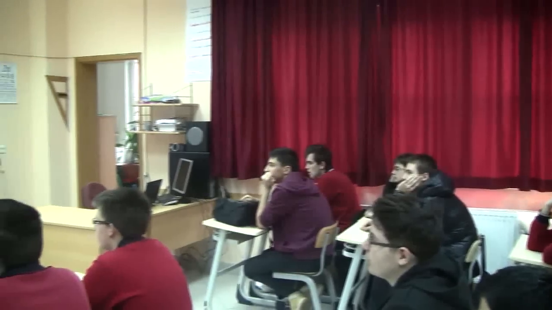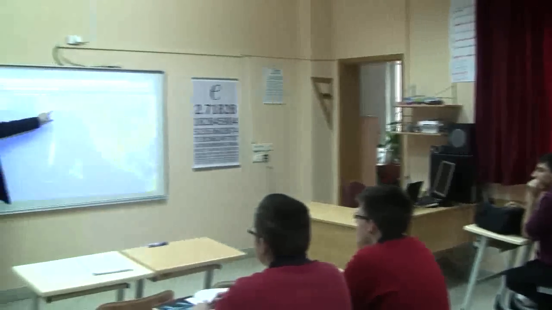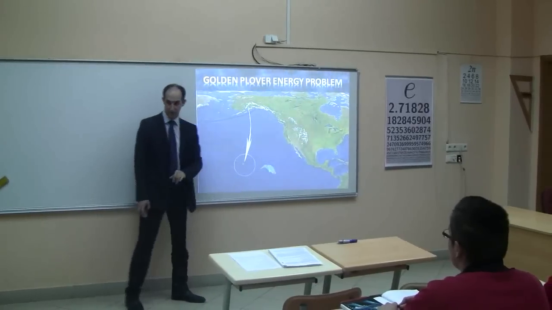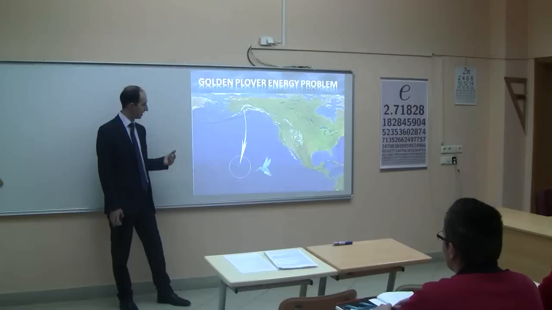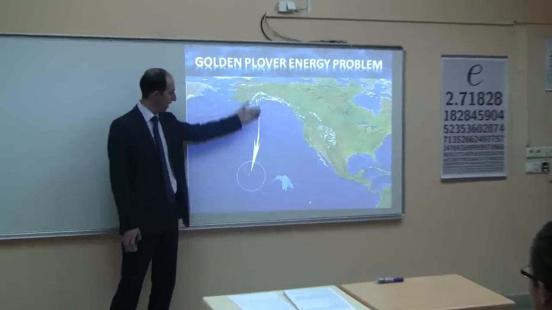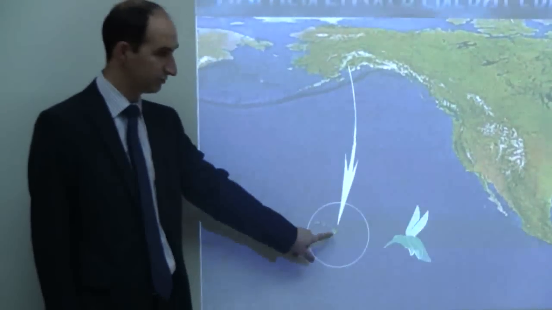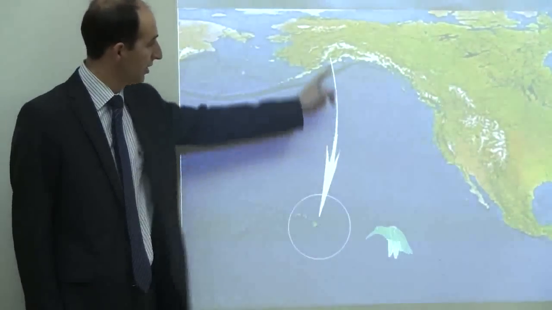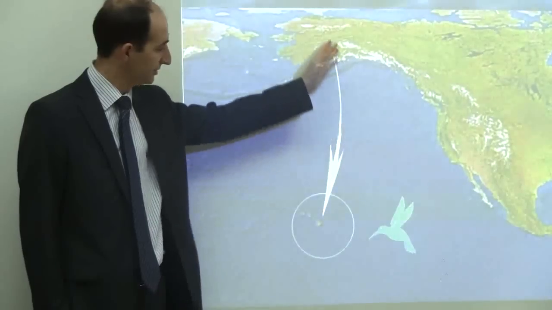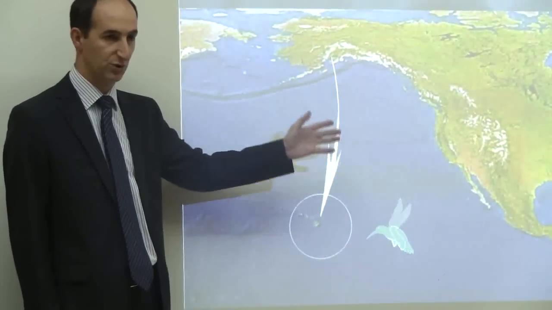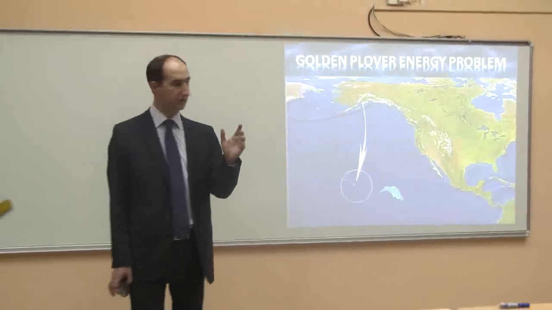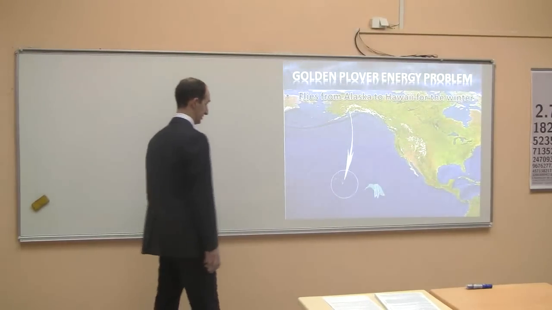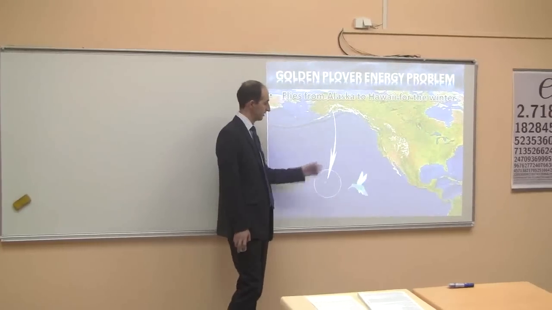So, in the summertime, our bird lives in Alaska. Somewhere here. In the summertime, our bird lives in Alaska. But in the wintertime, golden plover migrates from Alaska to, do you know this place? Hawaii. But this distance is, of course, not easy because it covers 4,500 kilometers. 4,500 kilometers. It flies from Alaska to Hawaii, as I said before.